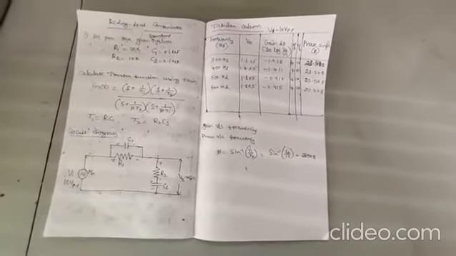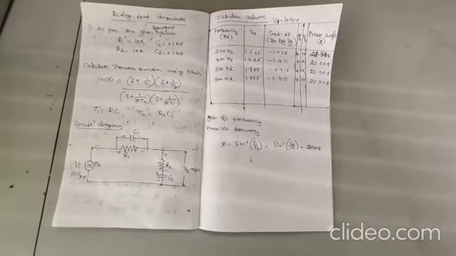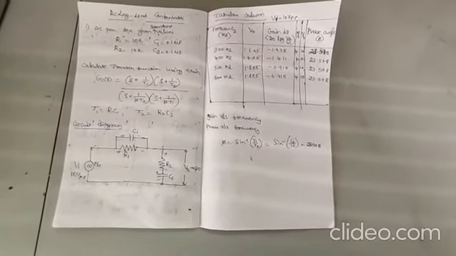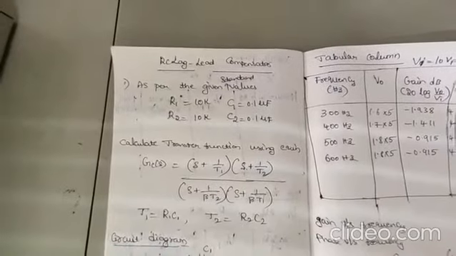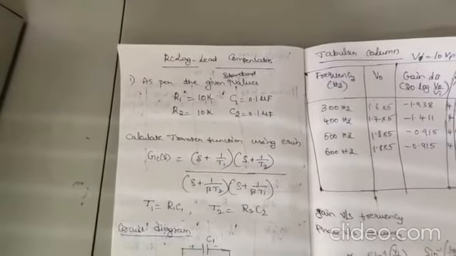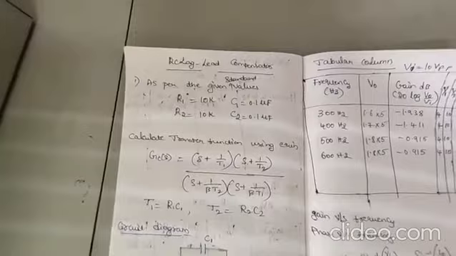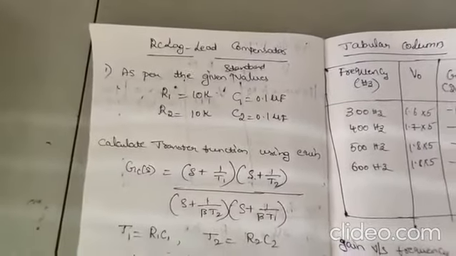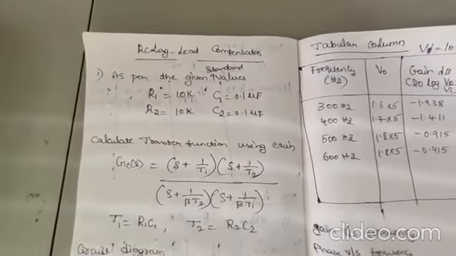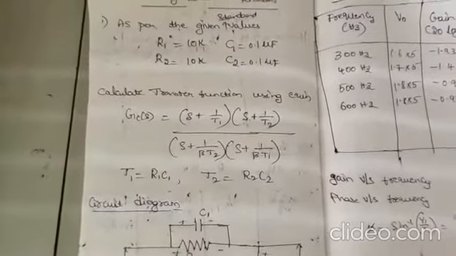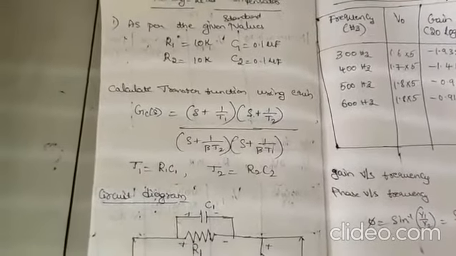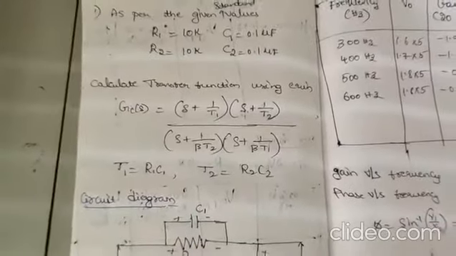Today we shall learn how to draw the frequency response of an RC lag-lead compensator. As shown in this design, we are assuming standard values for R1, R2, C1 and C2. R1 is 10 kilo ohms, R2 is 10 kilo ohms, C1 is 0.1 microfarad and C2 is 0.1 microfarad. These values are used to find the transfer function using the equation shown.